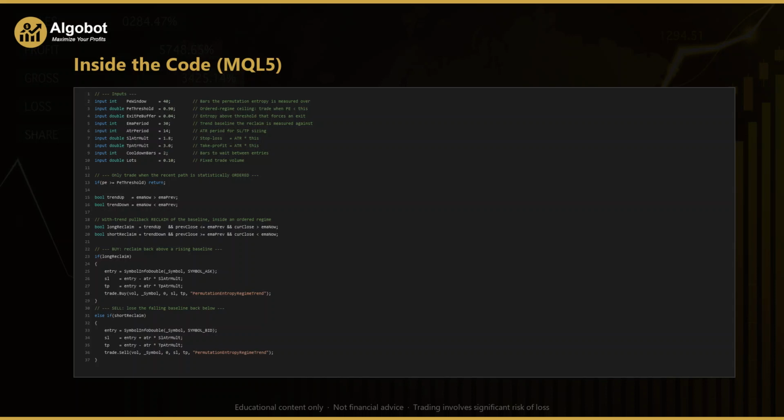Let's read through the core of the MetaEditor code on screen. At the top are the inputs. PeWindow is the number of closed bars the entropy is measured over, defaulting to 40. PeThreshold, at 0.90, is the ordered regime ceiling. The strategy only trades when entropy is below it. Exit P buffer is the extra entropy that forces an open trade to close.